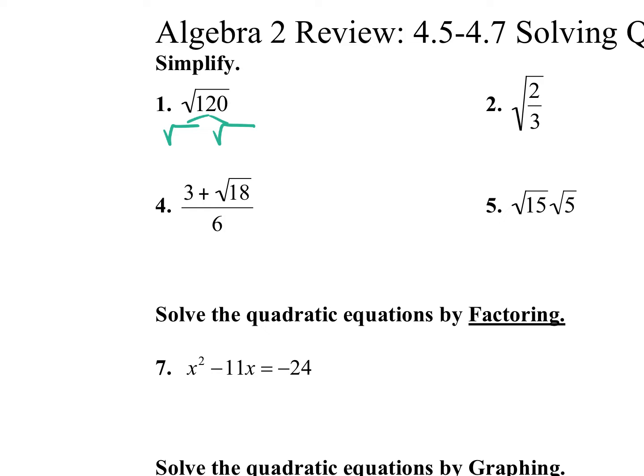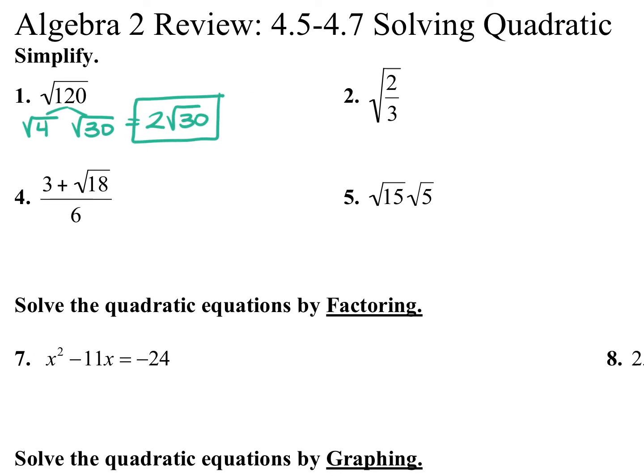This is not a perfect square, but what perfect square is 120 divisible by? 30 and 4. Yeah, so 4 is the perfect square. 30 is not, but there is no perfect square that comes out of that. So what is this value? 2 times the square root of 30. Okay.